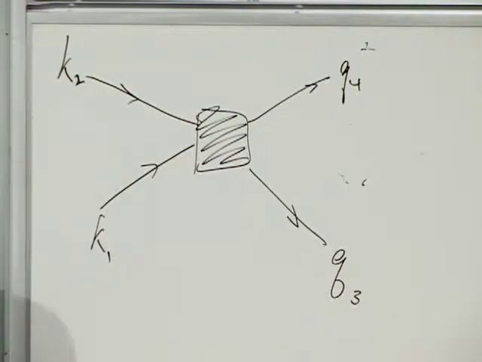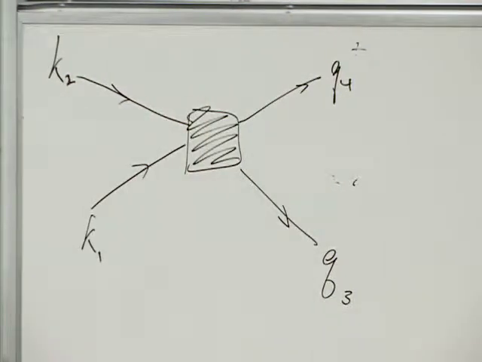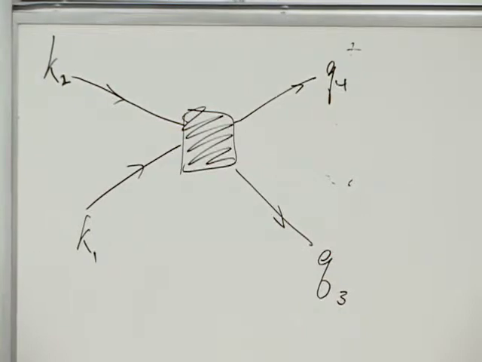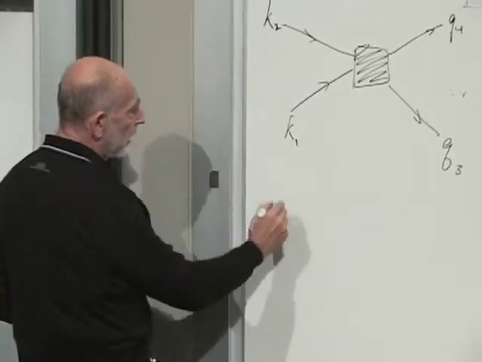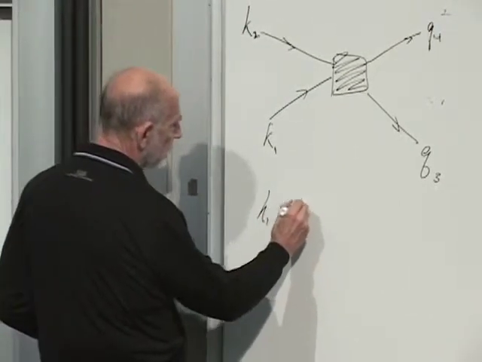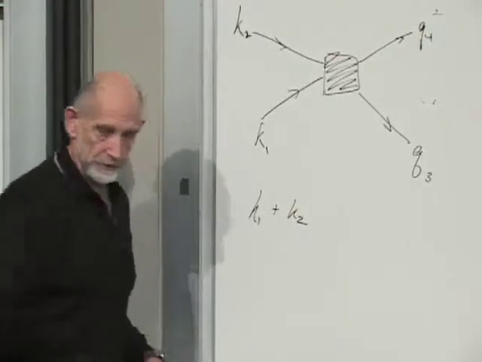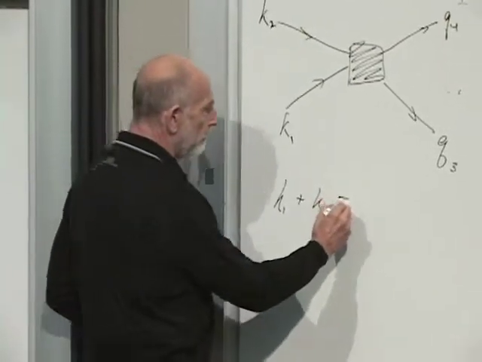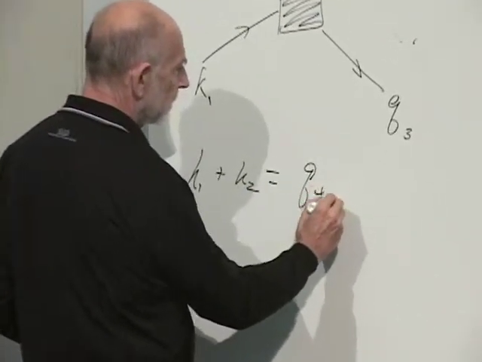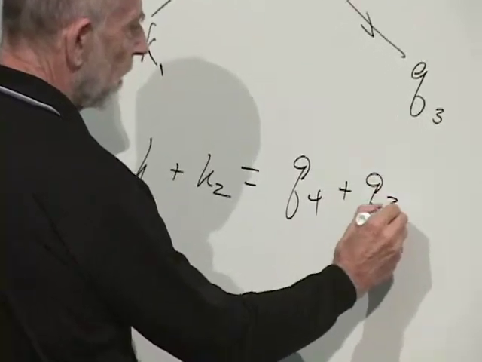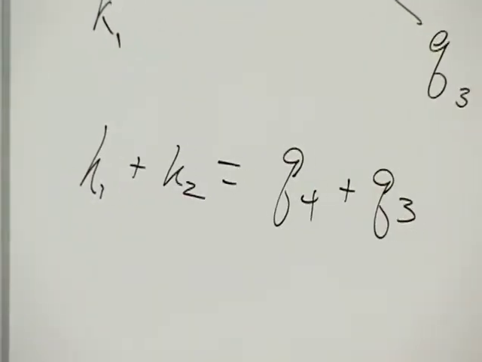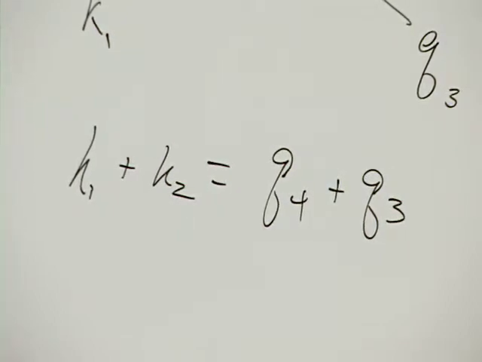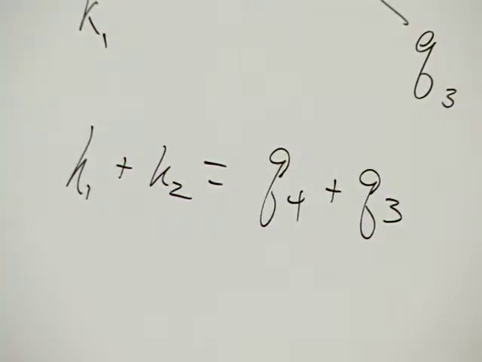These particles come in, those particles go out. How do you represent momentum conservation? Momentum and energy conservation are simply that k1 plus k2, thought of as four vectors, is equal to q3 plus q4. All components. The space components define momentum conservation, the time components define energy conservation.